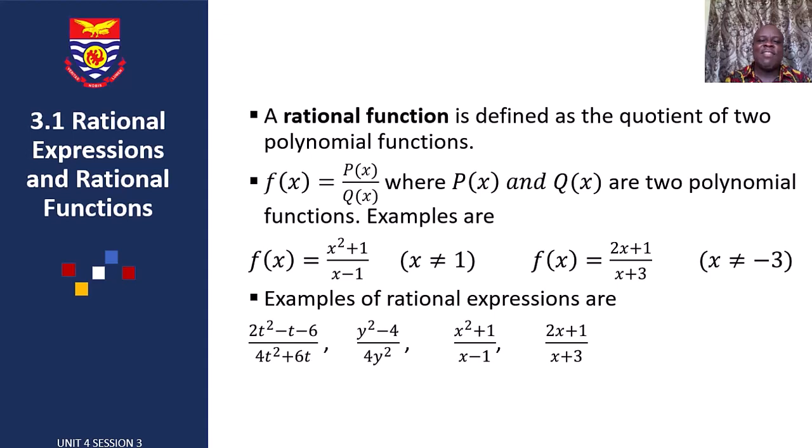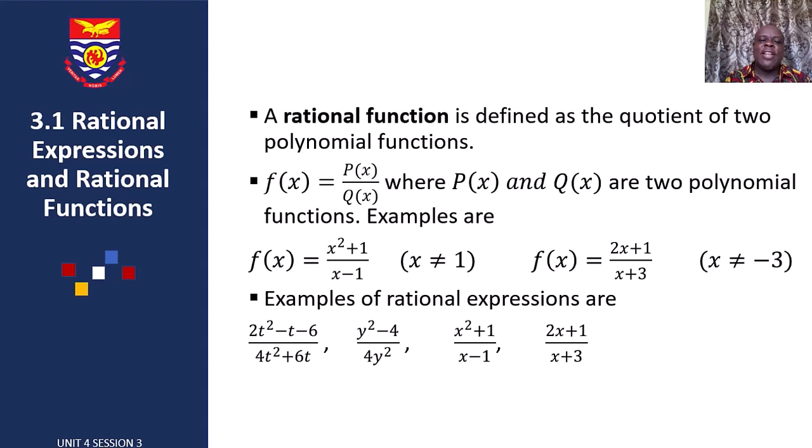Examples of rational functions. f of x is equal to x squared plus 1 all over x minus 1, where x is not equal to 1. f of x is equal to 2x plus 1 all over x plus 3, where x is not equal to negative 3. So these are rational functions.